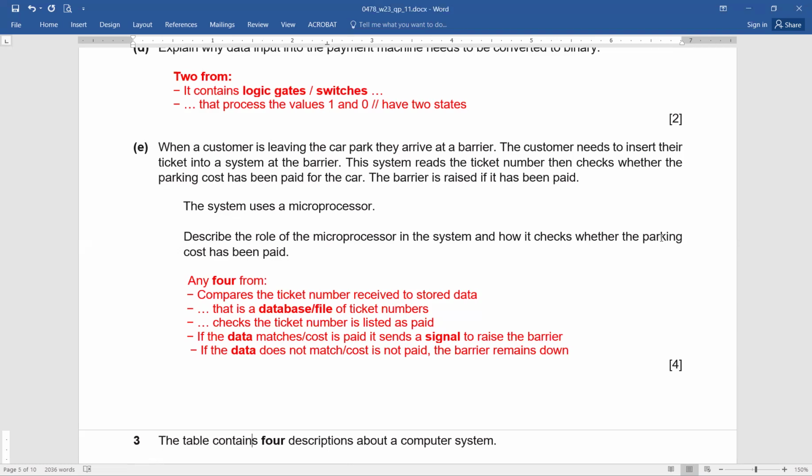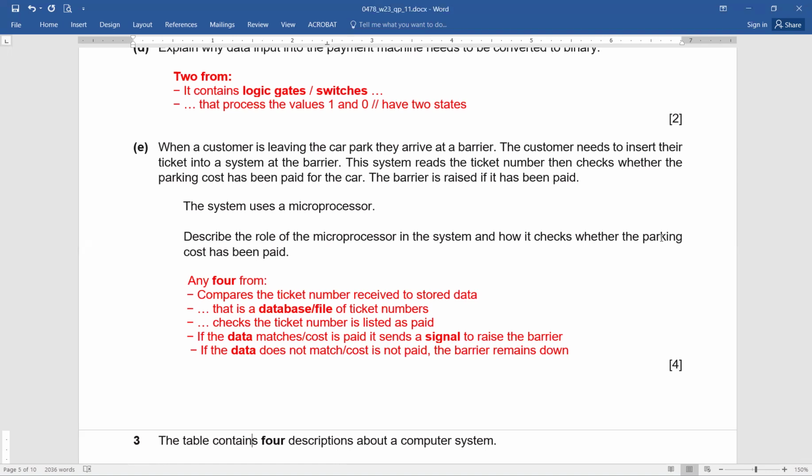It's a 4-mark question. The scenario is given to you, and they are simply asking us to explain the role of a microprocessor in this whole system. If you just recall, this is what we have been doing in different ways in different topics. So what will give you the marks? Comparison: comparing the ticket number received to the stored data that is stored in the database, or in the file of the ticket numbers.